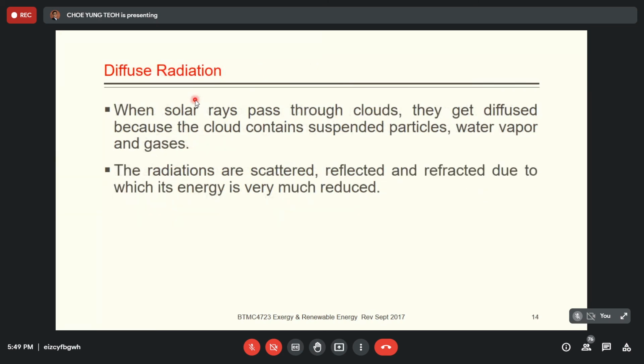And the second one, we call diffuse radiation. This is because when the solar rays pass through cloud, they get diffused, because the cloud contains suspended particles, water vapor, and gas. So the direction of the sunlight will change. We call it diffuse because the change of direction is not the same for every sun ray. It will be random, so the rays scatter and refract, due to which the energy is very much reduced. So we call it diffuse radiation.